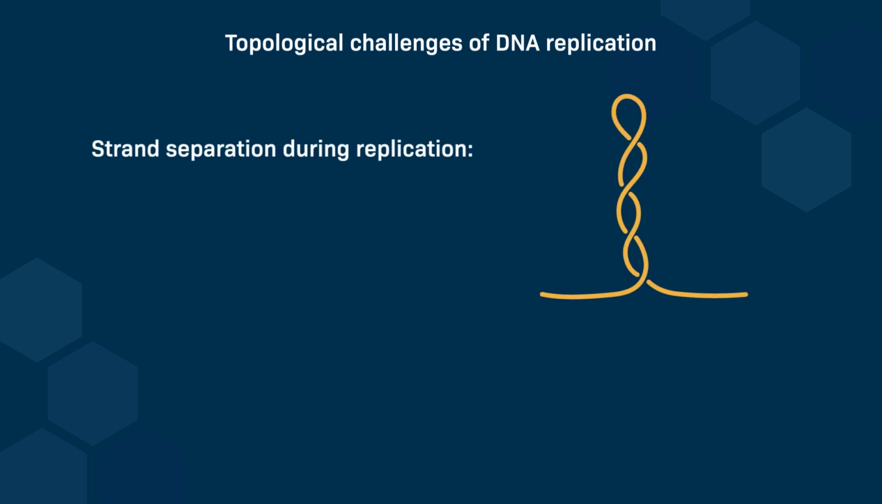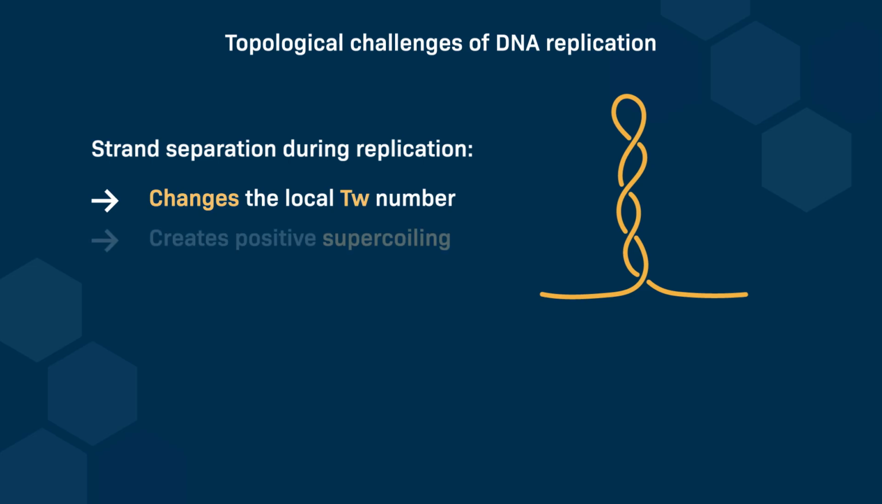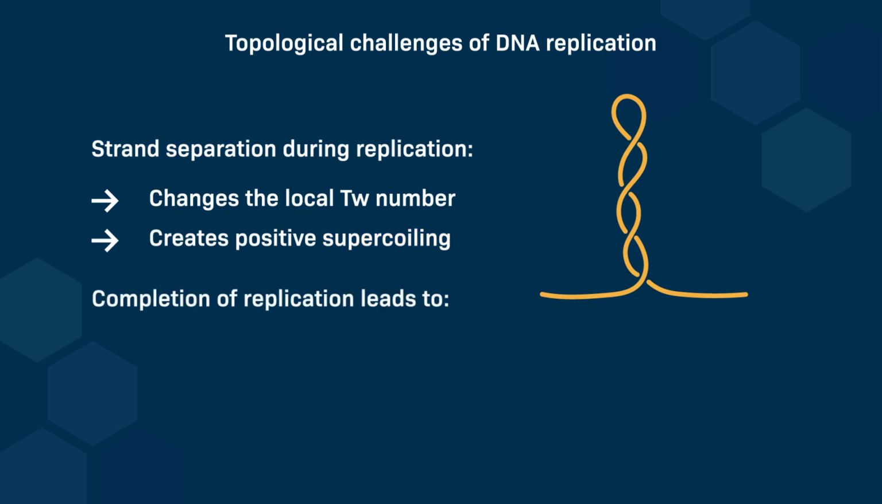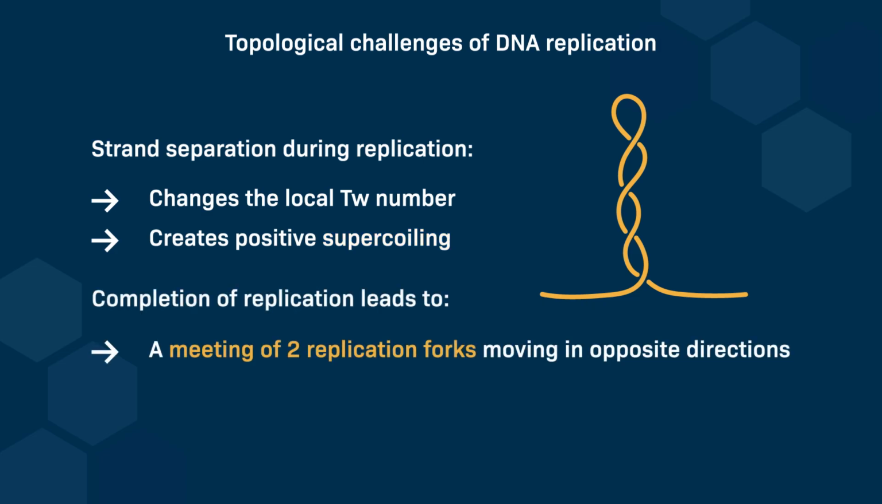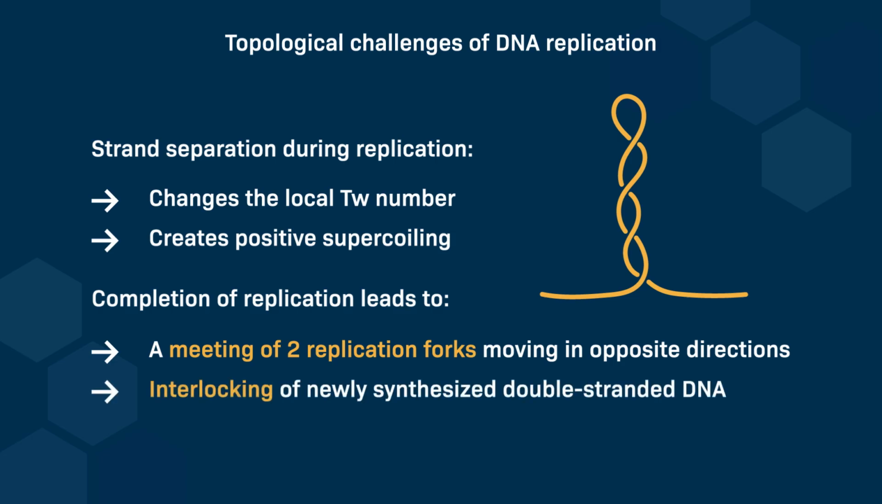First, as the DNA strands are separated, there is a local change in the twist number, which causes DNA supercoiling. This supercoiling must be managed to prevent tangling and ensure smooth progression of the replication forks. Second, when replication nears completion, the two replication forks moving in opposite directions will eventually meet, potentially leading to the interlocking of the newly synthesized double-stranded DNA molecules.